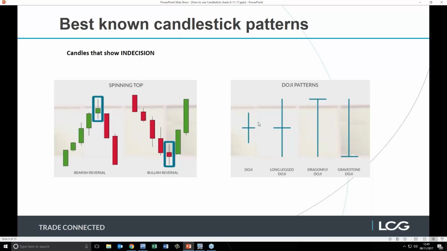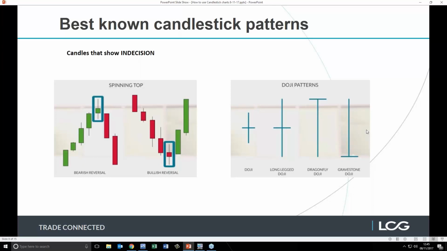These two doji patterns, the traditional doji and the long-legged doji, are both extreme examples of indecision in the market, buyers and sellers perfectly even, if you like. The dragonfly doji at the end of a trend is actually quite a strong bullish reversal, and the gravestone doji at the end of a long uptrend is actually quite a strong bearish reversal pattern. But in the middle of a trend, they're more of an indecision point.